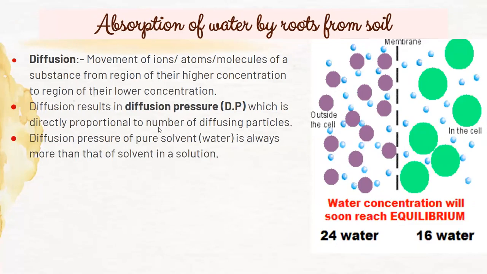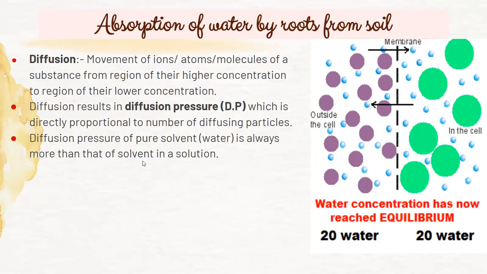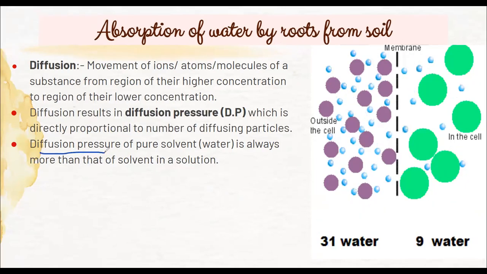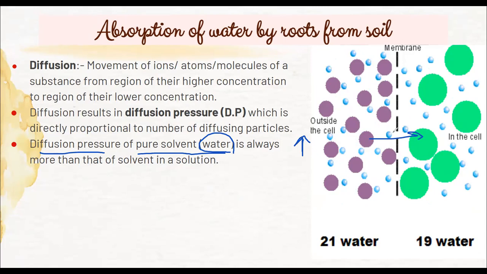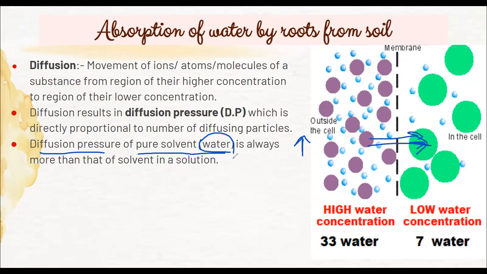Fine. Diffusion pressure of pure solvent is always more than that of a solvent in solution. So water will always have more diffusion pressure. Pure solvent means only water will always be high. That is, the water will diffuse easily under high pressure, which results in more diffusion pressure than that of any solvent in a solution.